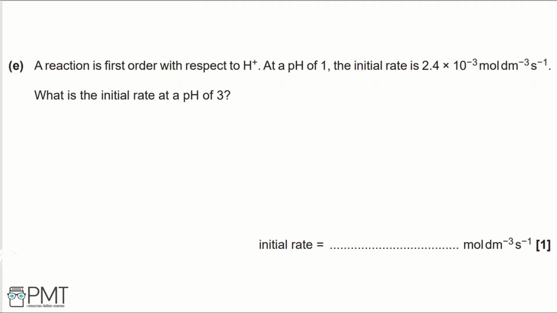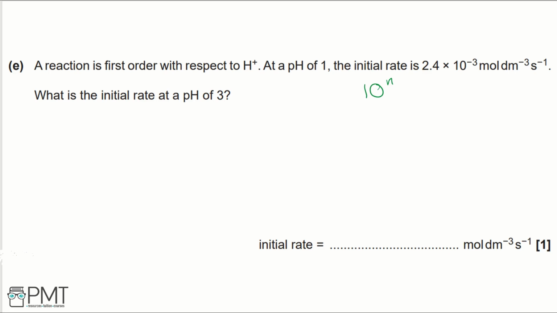Part E. A reaction is first order with respect to H+, at a pH of 1. The initial rate is 2.4 times 10 to the negative 3 moles decimeters to the minus 3 seconds to the minus 1. What is the initial rate at a pH of 3? When you make a pH more basic, you decrease the initial rate by a factor of 10 to the n, where n is the amount that you've made it more basic. With this question, the pH has gone from 1 to 3, so n equals 2.